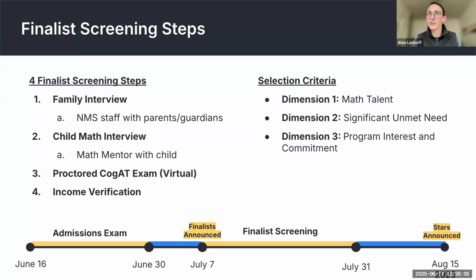The third factor we consider is program interest and commitment. Look, 10 years is a long time. We're looking for folks who are ready to commit and excited about the prospect of working together for 10 years. We know students will change as they grow up and their interests may shift. If at any point that happens, it's not a problem, but we are looking for folks who genuinely love doing math and are excited to add 7 hours per week of math time into their life.